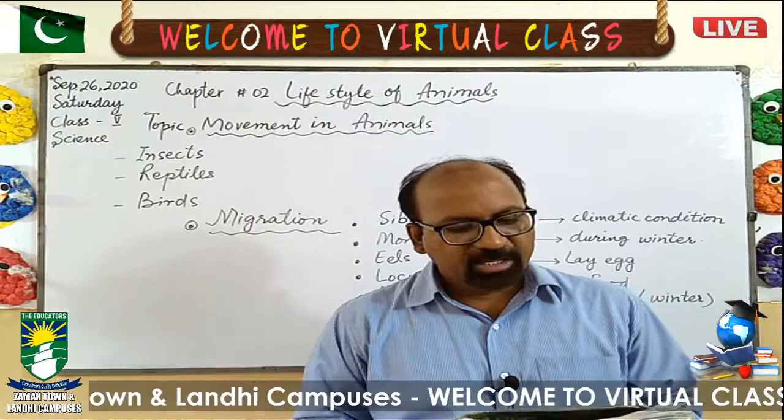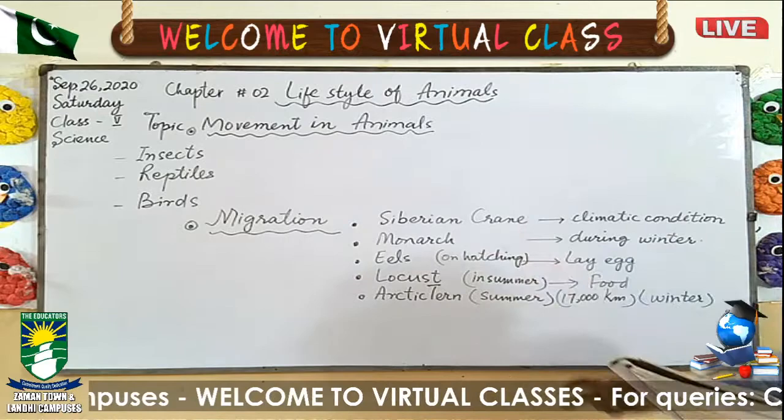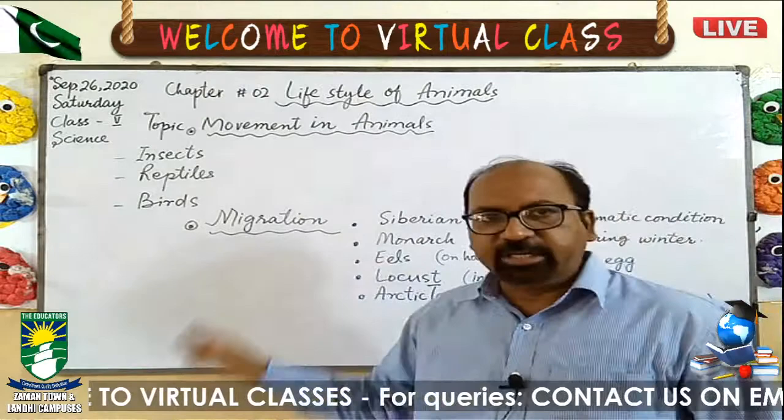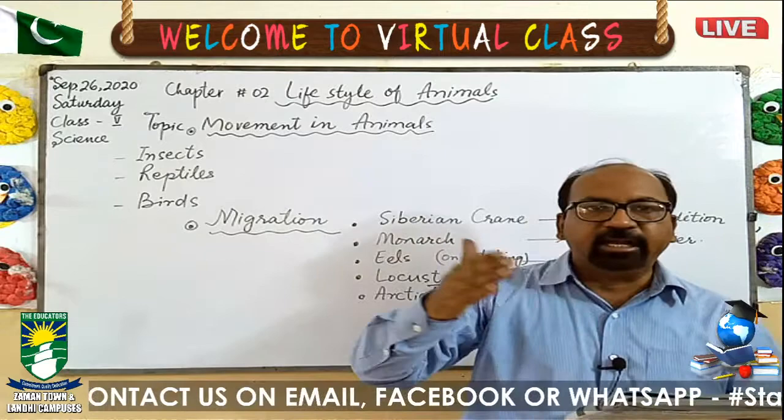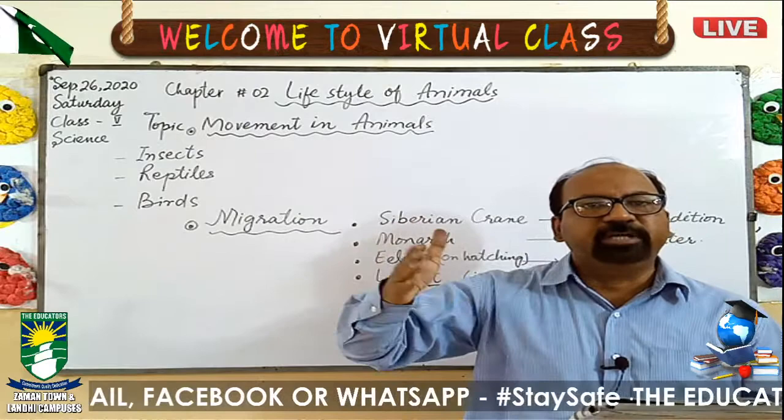So here are some examples. One is the Siberian crane. Some animals, first of all, for migration, they use some techniques. Number one, the animals use sea and air currents to guide them. Sometimes the sea currents and air currents, means the movement of the sea and the movement of the air, help or guide them to move.